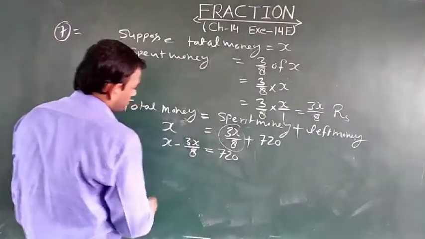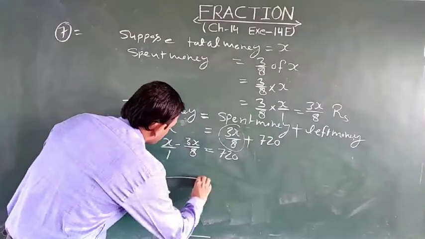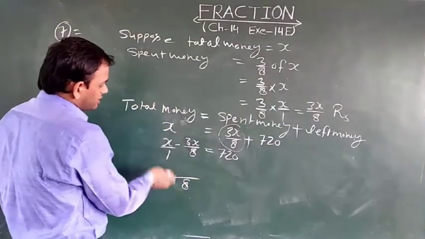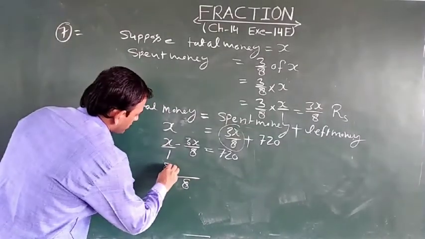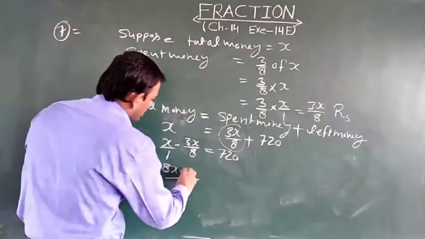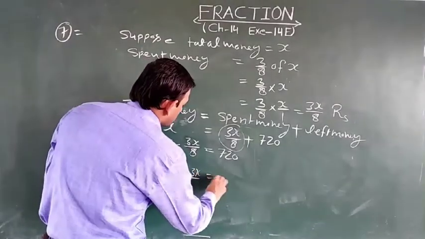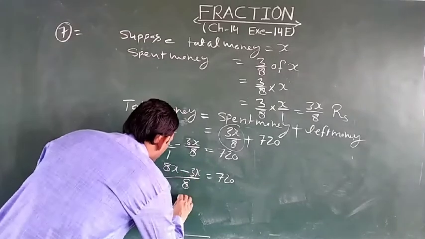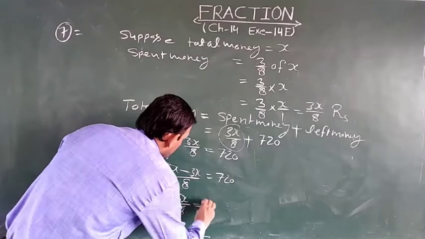Okay, on the right side, we will make it a fraction. Now take the LCM of 1 and 8. That will be 8. 1 into 8 and 8, 3x. When you multiply 8 by x, you will get 8x minus 3x. 720 will remain as it is. Okay, now you will get 5x upon 8 after subtracting, and 720.